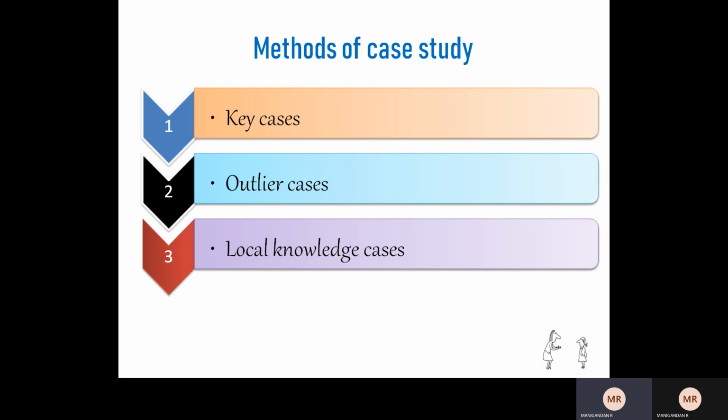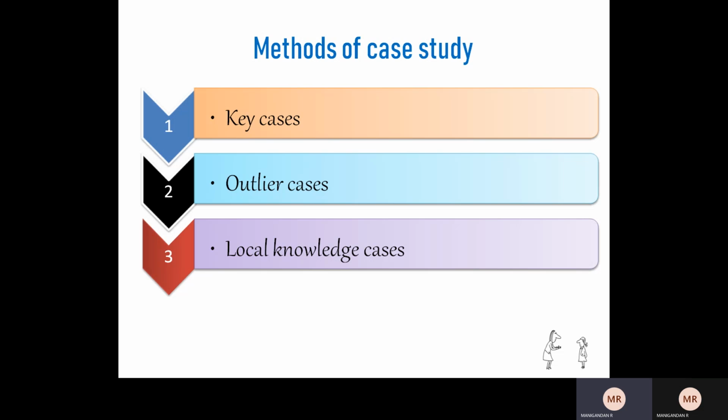So, methods of case study. There are three methods: one is key cases, next is outlier cases, next is local knowledge cases. Key cases are simple cases. A key case means the case has some original evidence. So that is called a key case.